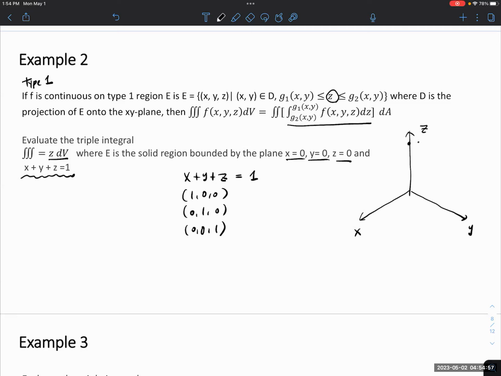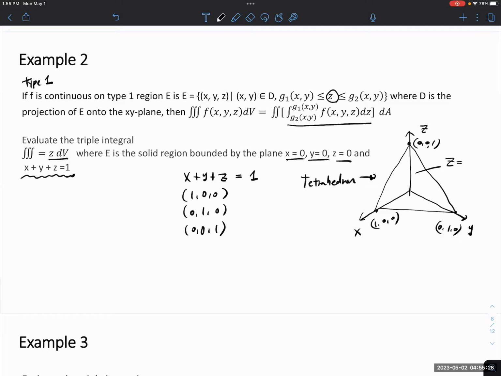So we have 0, 0, 1 here. We have 1, 0, 0. We have 0, 1, 0. So this is like that shape. You can think about the 3-dimensional image. That's the image of x plus y plus z equal to 1. And actually I can solve for z, because that's going to be the graph of this shape. Actually, this shape is a tetrahedron. That's the shape name.